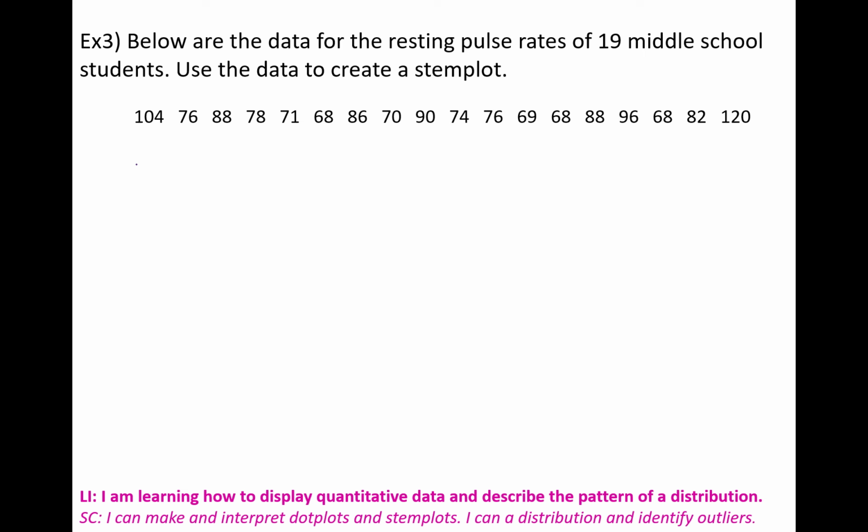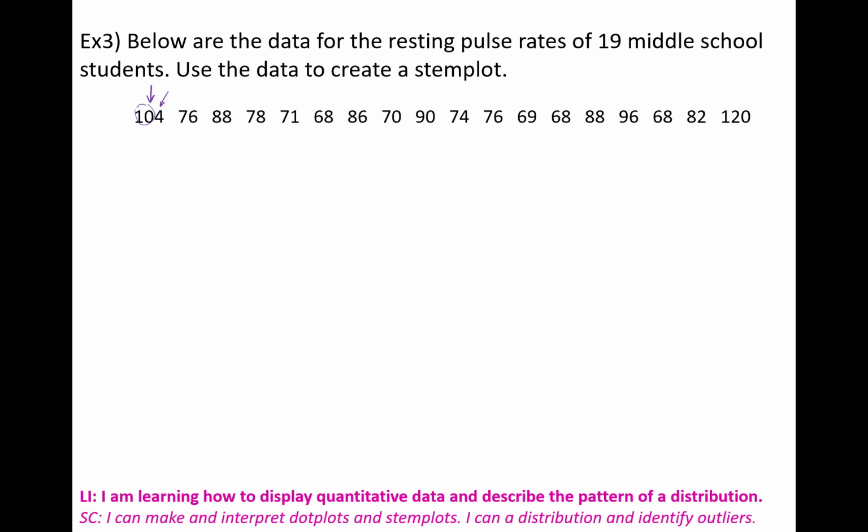All right. So if I look across at this, my last digit is always going to be my ones place. That's going to be my leaves. So my stems are the other numbers. If I look at this one, the stem would be the 7 and the leaf would be the 6. But if I look at the 3-digit number, like 104, my stem would be the 10 and the leaf would be the 4.